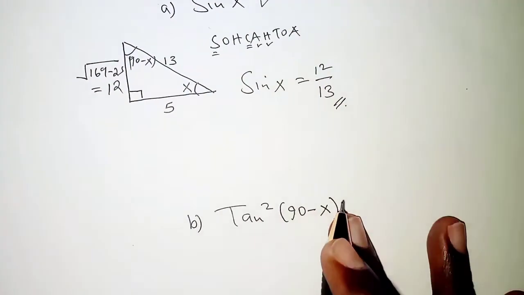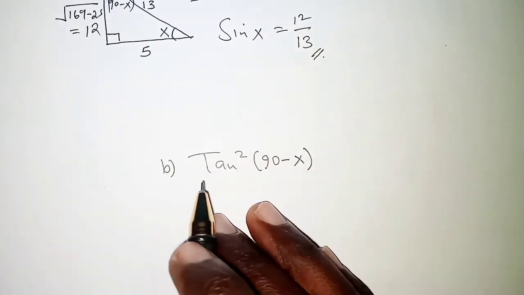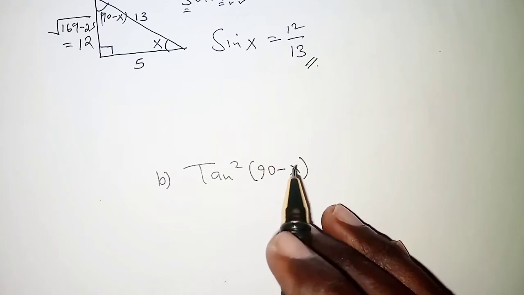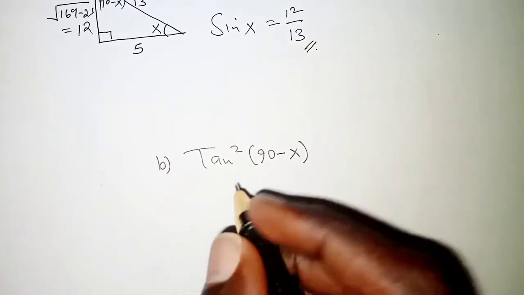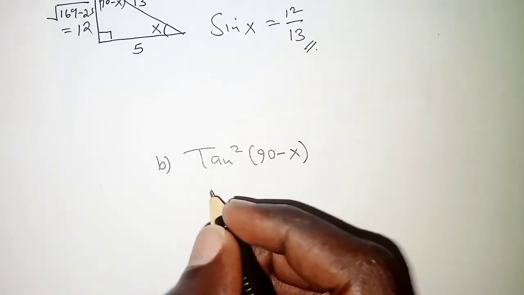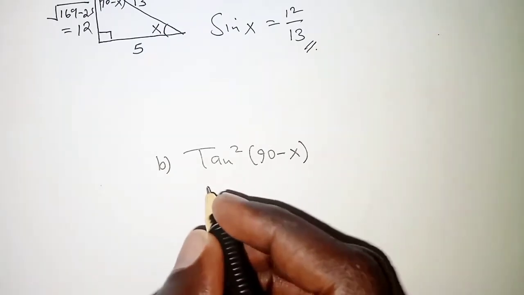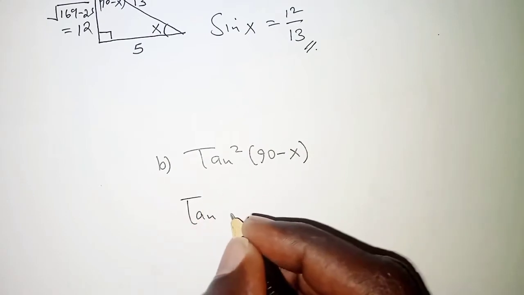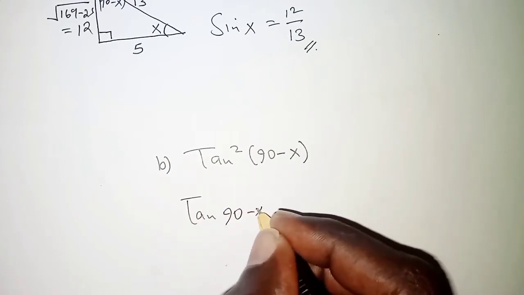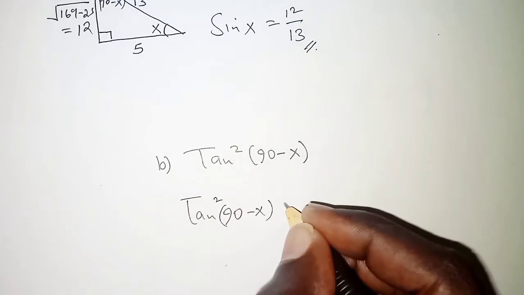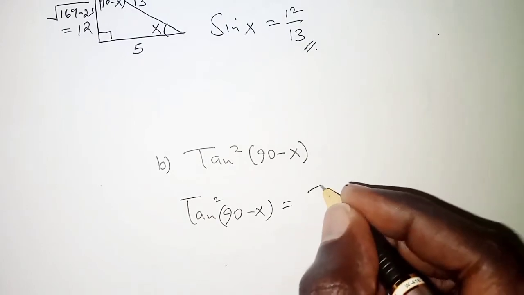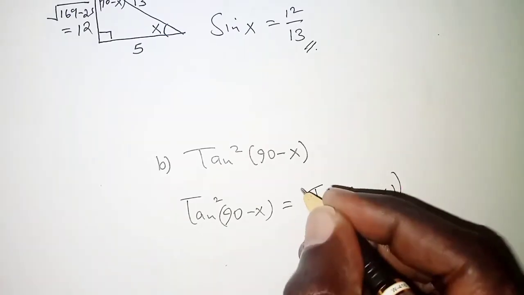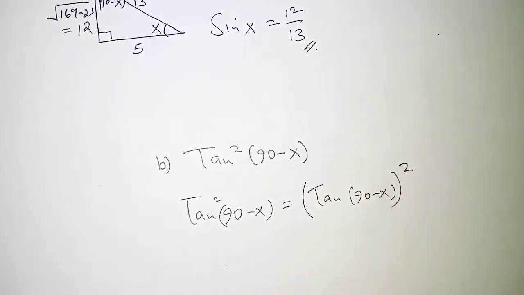Next, we will look at part B. And in part B, we are going to look at the tangent squared of 90 minus x. So before we get this, we first need to take note of this. Tangent of 90 minus x squared is just the same as having tangent of 90 minus x, and then you square your result.